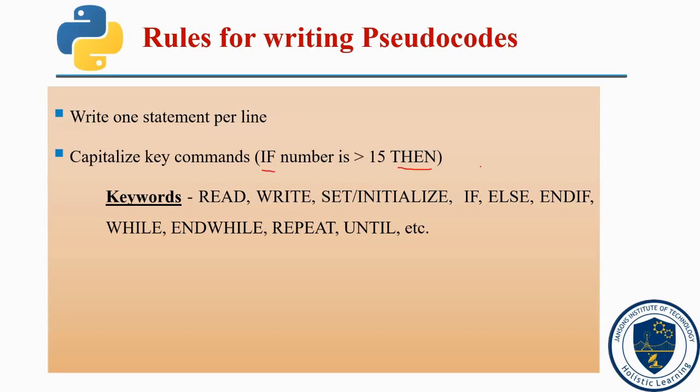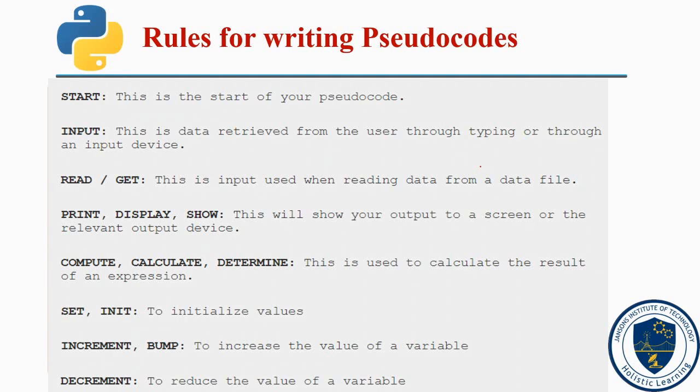Similarly, there are a lot of keywords present. Let's see a few of them. START. This is used at the start of the pseudocode. INPUT. The input keyword is used when you want to receive any input from the user through an input device. Similarly, you can use READ or GET when you are trying to read any data from a data file. If you want to print output, you can use PRINT, DISPLAY or SHOW.